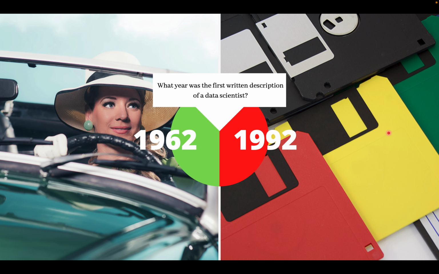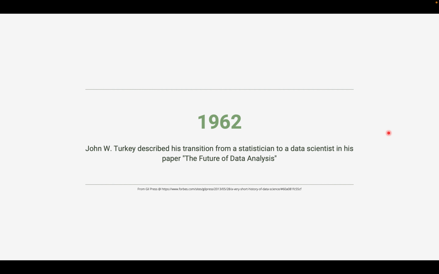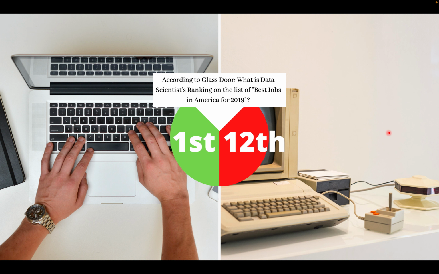It happens in research. So the first mention was actually in 1962. John W. Tukey described his transition from a statistician to a data scientist in his paper, The Future of Data Analysis. Second question, according to Glassdoor, what is a data scientist ranking on the list of best jobs in America for 2019? First or 12th? Pause the video, answer the question, and check back in.